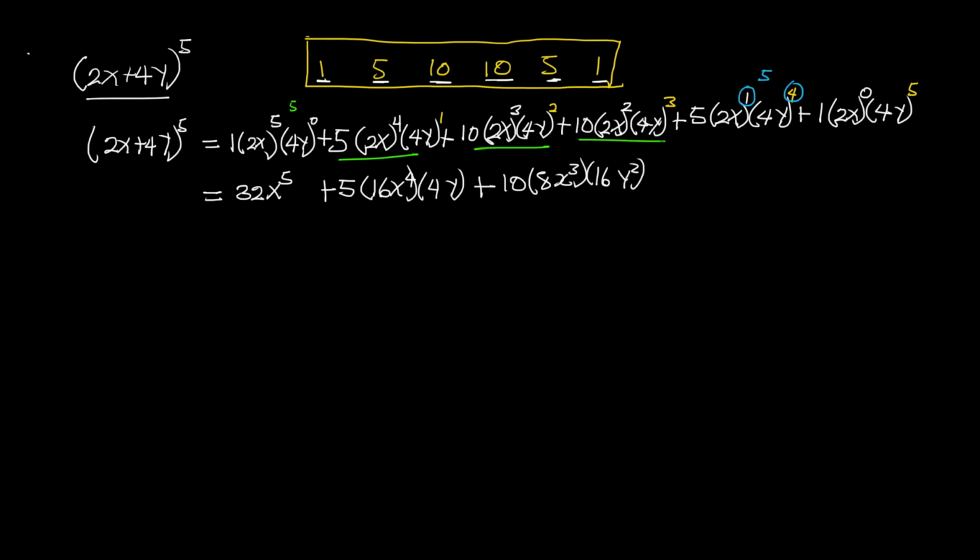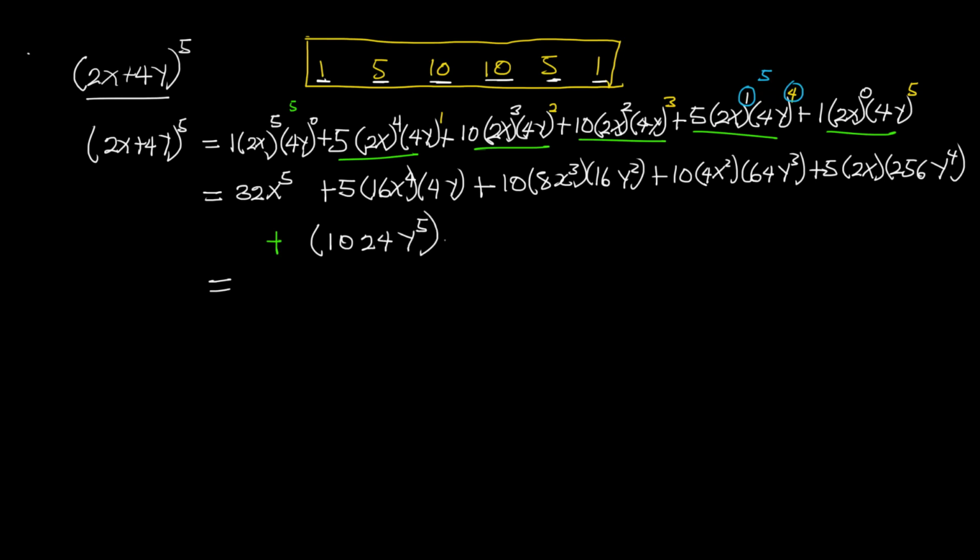The next term is this term here, plus we have 10 times 4x squared. 4y raised to the power 3 is 64y^3. We take the next term, and that is given here, plus 5 times 2x, and 4y raised to the power 4 is 256y^4, plus the last term, which gives us 1 times 2x raised to the power 0 is 1, and 4y raised to the power 5 is 1024y^5.